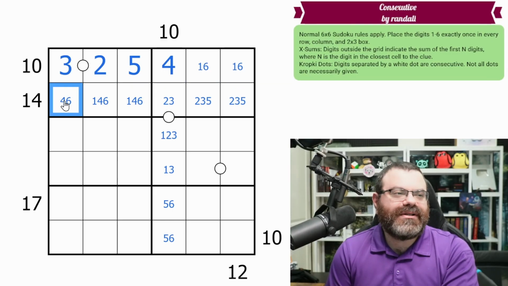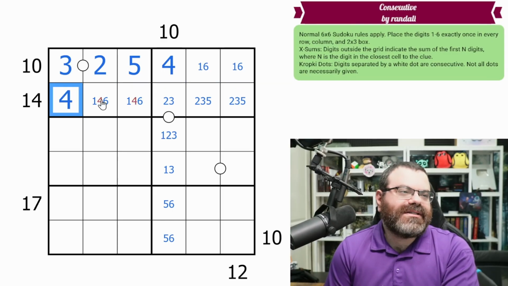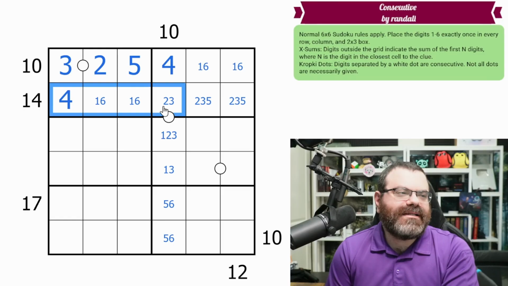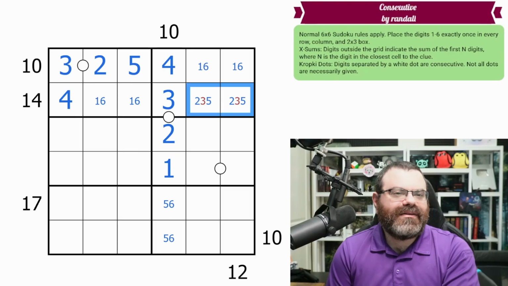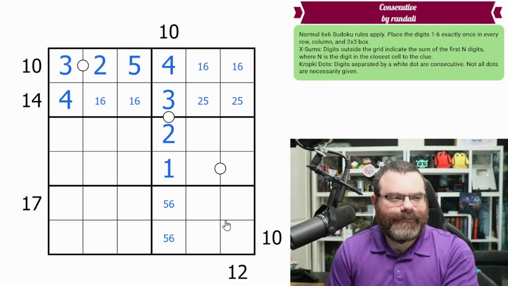6 always adds to 21. It uses the whole row. So that's going to be our 4. And now these have to add to 14. We know what these add to already. That's 11. So this has to be 3. That makes that 2 and 1. These aren't 3. All right.